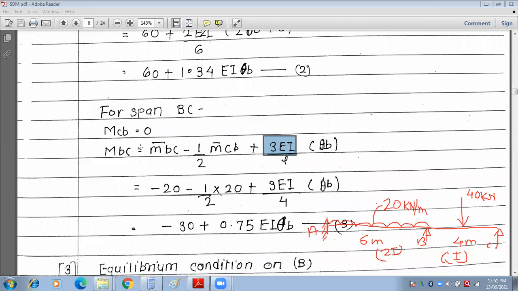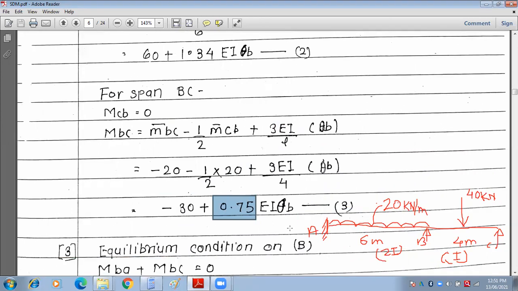Now simplify this term. This moment BC is minus 20, moment CB is plus 20. Now here the I value, as we know, is single I, therefore keep it as it is. Now here 20 divided by 2 becomes 10, minus 10, minus 20, minus 30 over here, and 3 by 4 becomes 0.75 EI theta B. Now let us name this equation number 3.